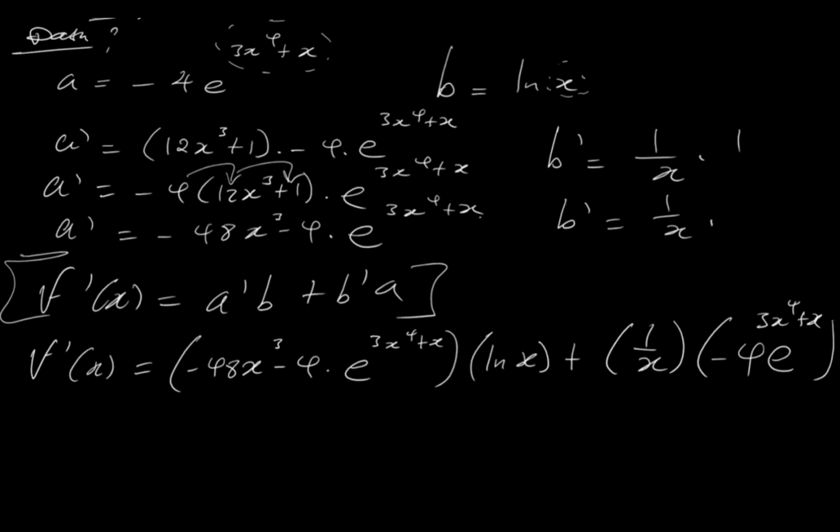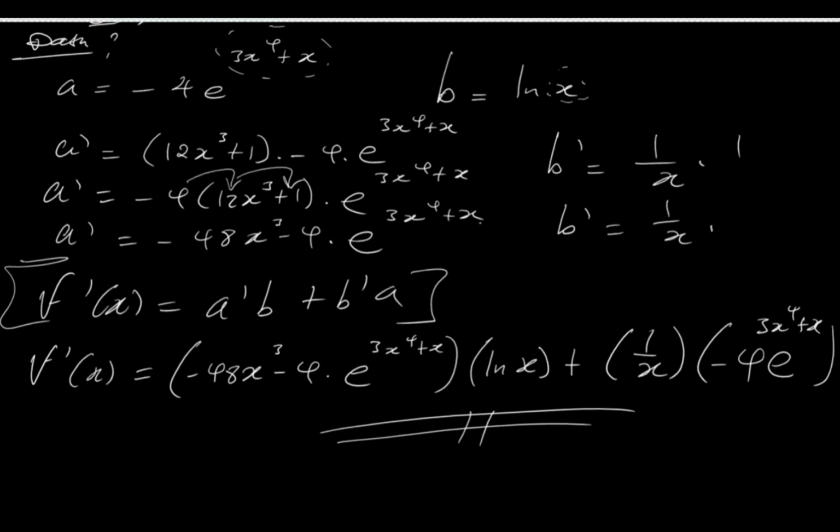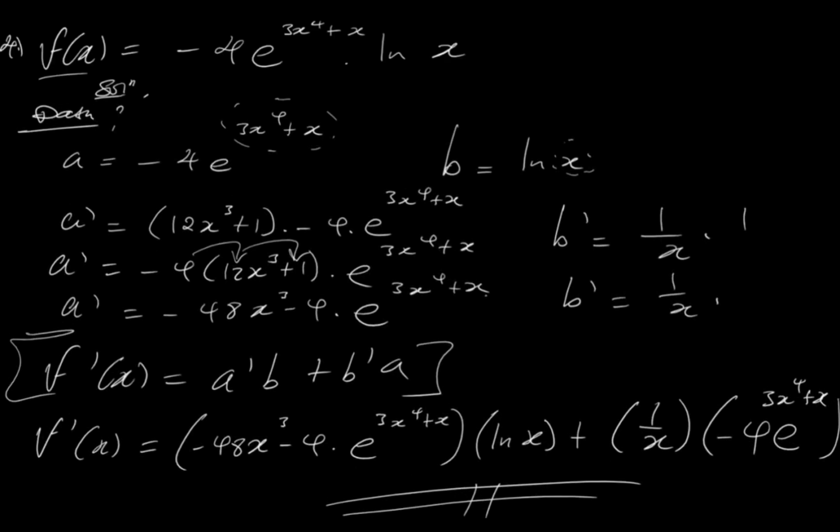I'm not really a fan of folding out things, because we can let it exist like this in the factorized form. It's also a simplified way. But if you want, you can always fold it out and see what you get in the end. It's perfectly fine. They'll still mark you. So remember, it's always a prime b plus b prime a. So by now, the concept is well understood.